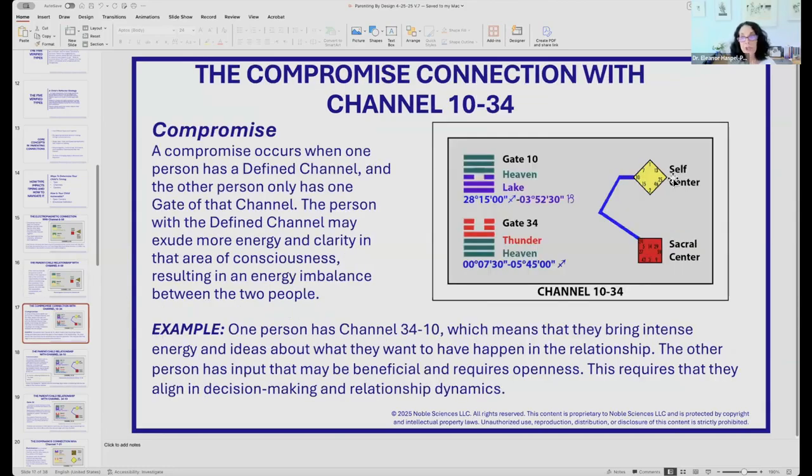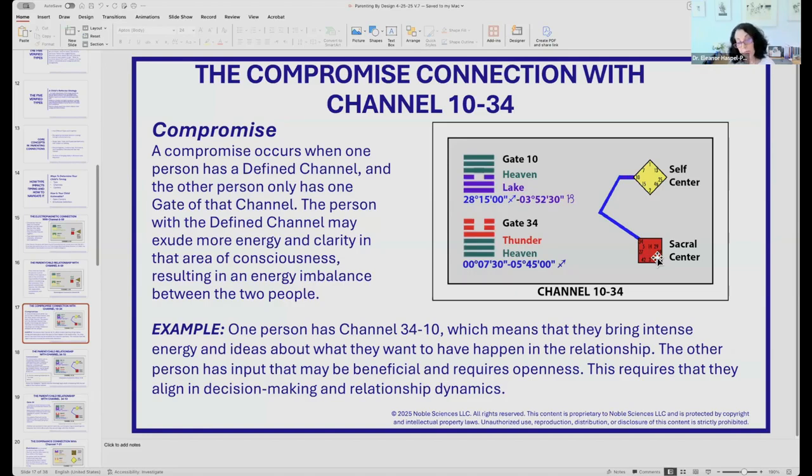The compromise channel is quite different. In a compromise channel, one person has a defined channel and the other person only has one gate of that channel. So the person with the defined channel may exude more energy and clarity in that area of consciousness, resulting in a little bit of an imbalance.